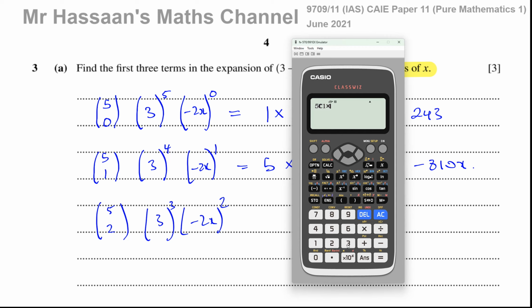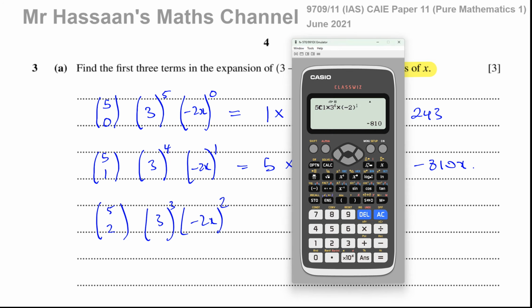Then you have times 3 cubed. Then you have times (minus 2x) to the power 2. Sorry, I'm doing the wrong one. 5C1, and you have 3 to the power of 4. You have minus 2x to the power of 1. So I won't write the x, and I'll just write that. And that's going to give us minus 810, and we'll have x because it's x to the power of 1.